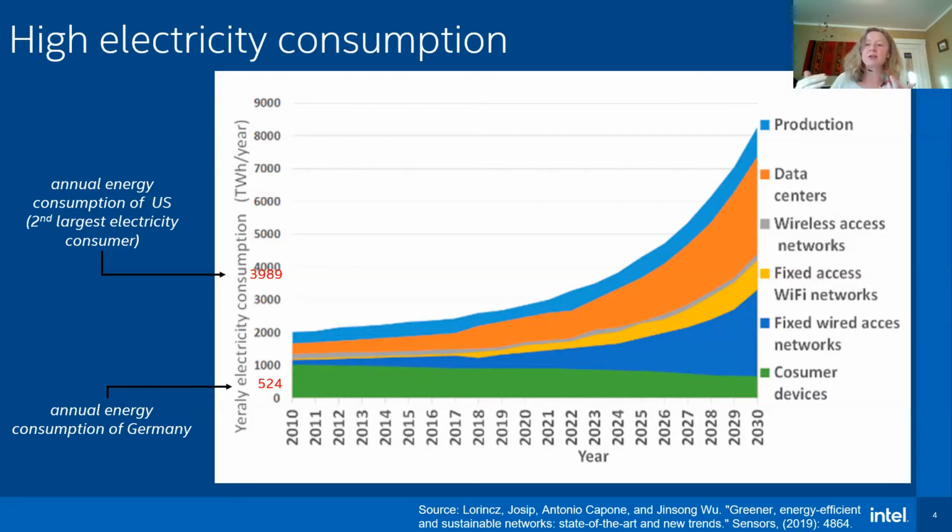It turns out that when you aggregate across lots of different aspects of the computing system, the consumer device, the stuff you own, is actually a very small piece of a very, very large picture.